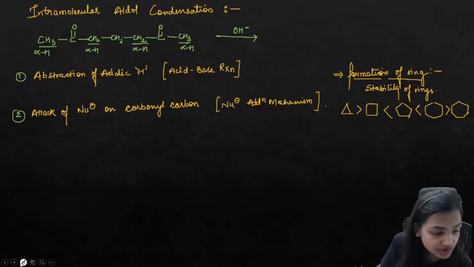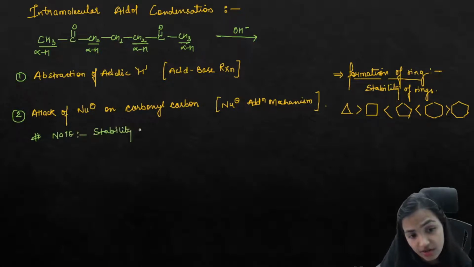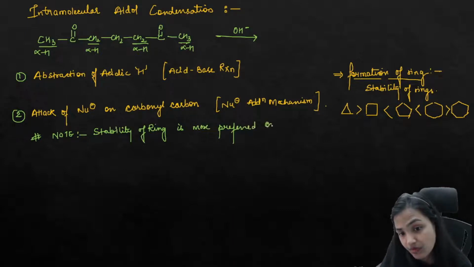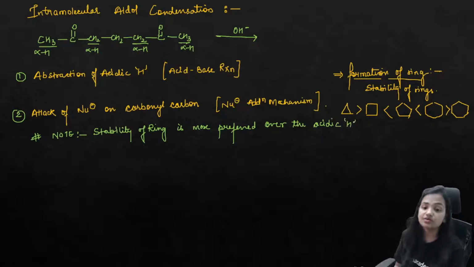And one more note, you need to write it down. One more note. Stability of the ring is more preferred over the acidic hydrogen. Meaning rather than looking for the most acidic hydrogen, the stability of the ring is more preferred. Stability of ring is more preferred over the acidic hydrogen. This is as per the Brett's rule.